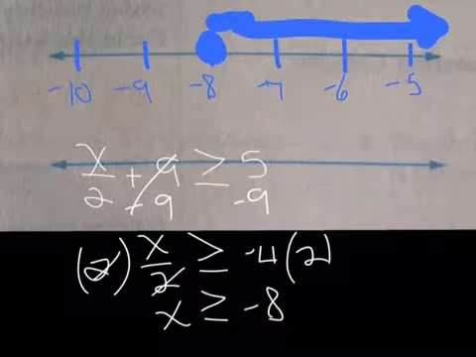So we have x is greater than or equal to negative 8. So negative 8 is solid. We colored it in, and we said it's greater than. x has to be greater than. You notice how it's going towards the positive numbers because its value is greater. Okay, so that's the answer.